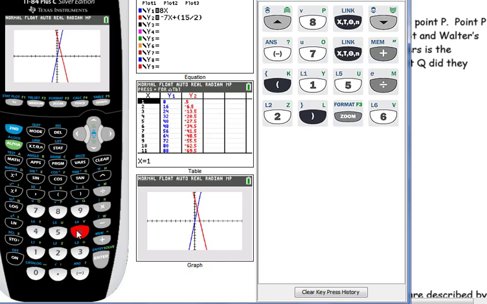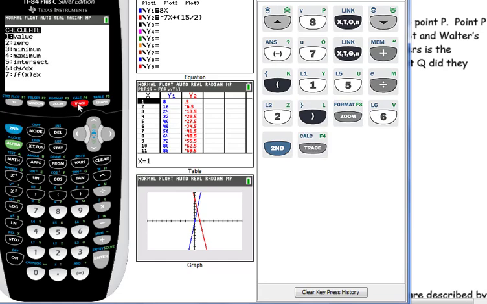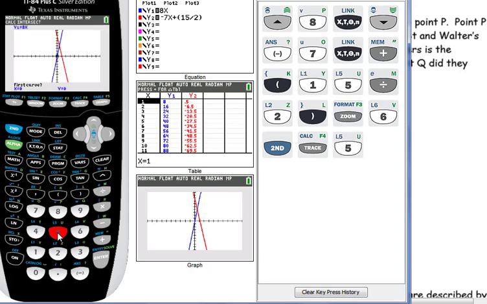Okay, well, I'm going to hit my second calc button. I want to hit intersection. I could toggle down to highlight 5 or just hit the number 5. Is y equals 8x my first curve? Yes. y2 is negative 7x plus 15 halves. Is that the second equation? Yes. Do you want the calculator to guess that intersection? Yes.